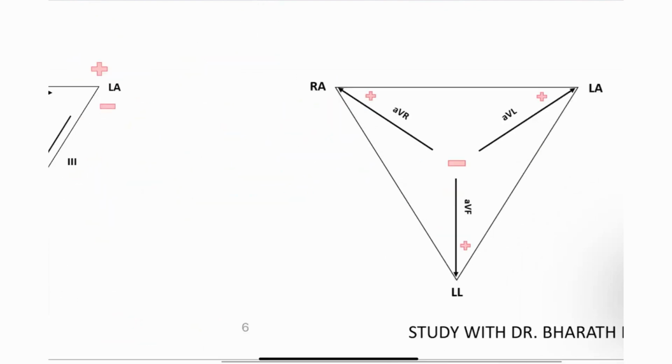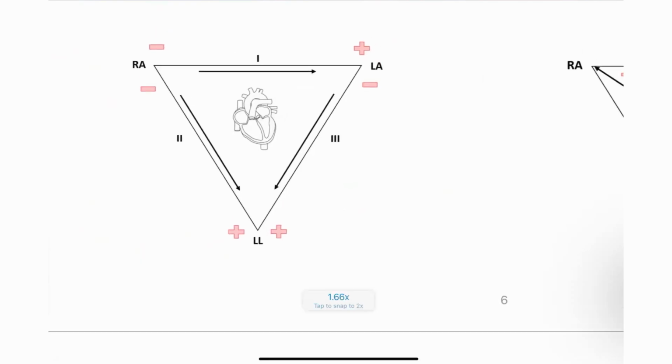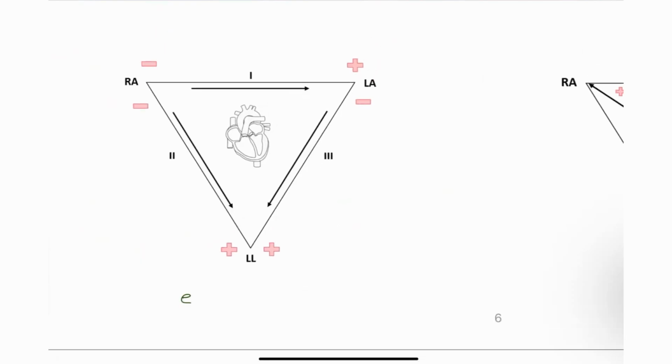Next, this is the triangle of Einthoven, the first discoverer of the ECG. This is known as the Einthoven triangle. What he said is that lead 1, lead 2 and lead 3 are interlinked. How? Lead 1 plus lead 3 is equal to lead 2. This is the formula that he gave for the Einthoven triangle.